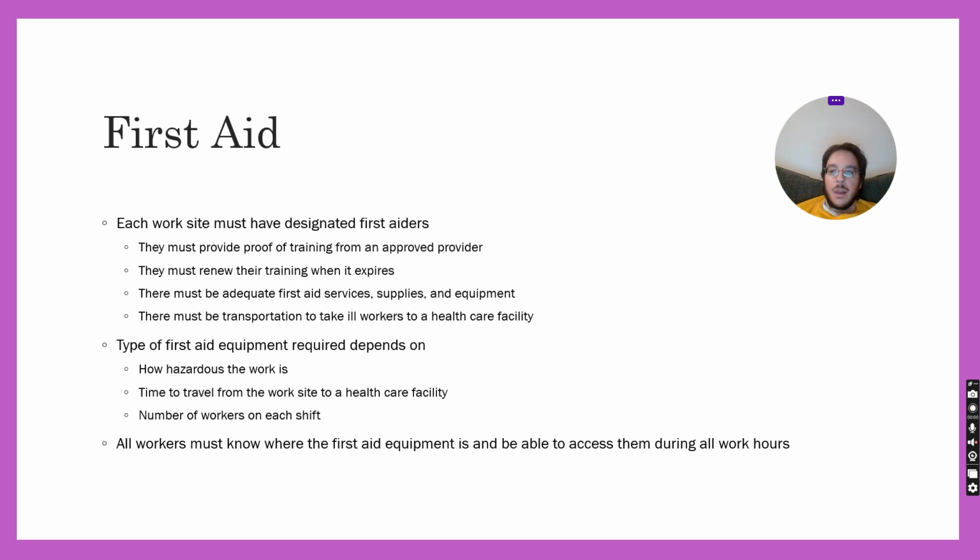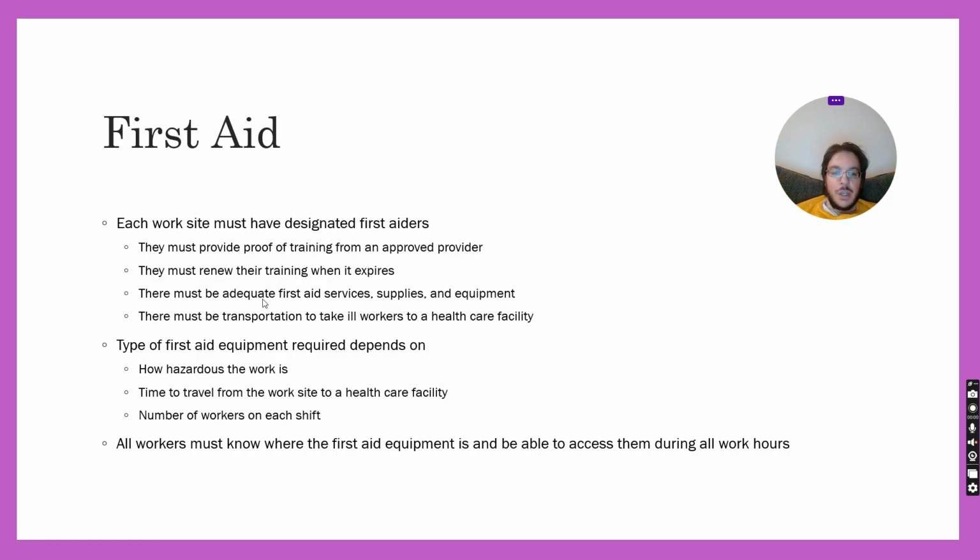Now, every job site must have designated first aiders, and they must provide proof of training from an approved provider such as St. John's Ambulance, and they must renew their training when it expires. Now, we must also have transportation to take ill workers to a healthcare facility. So that could be as simple as calling them an ambulance.